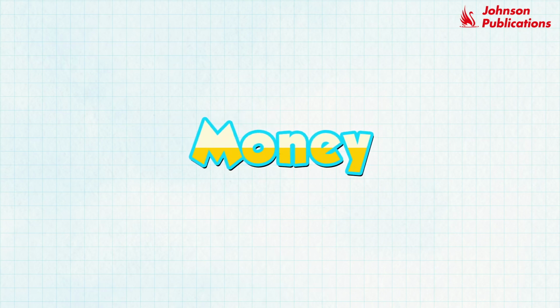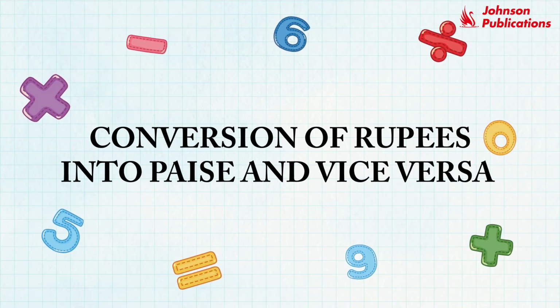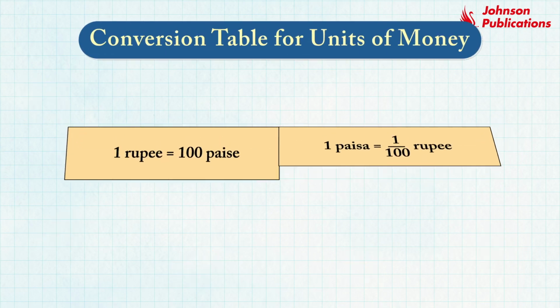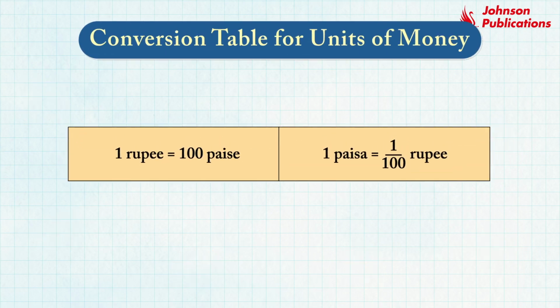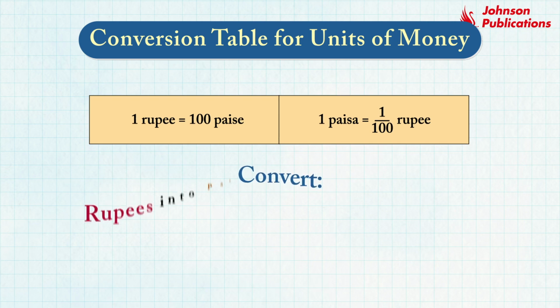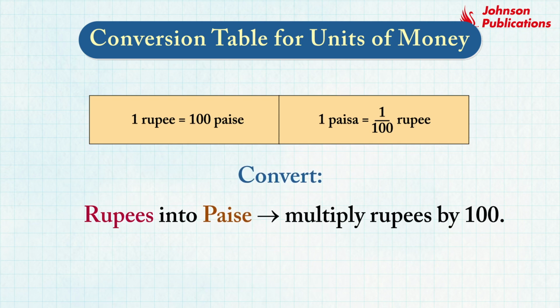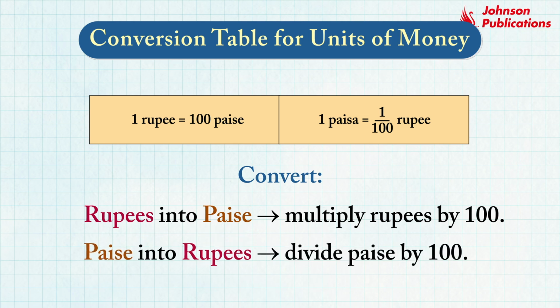Money. Conversion of rupees into paise and vice versa. We know that 1 rupee is equal to 100 paise and 1 paisa is 1 by 100 rupee. To convert rupees into paise, multiply rupees by 100. To convert paise into rupees, divide paise by 100.